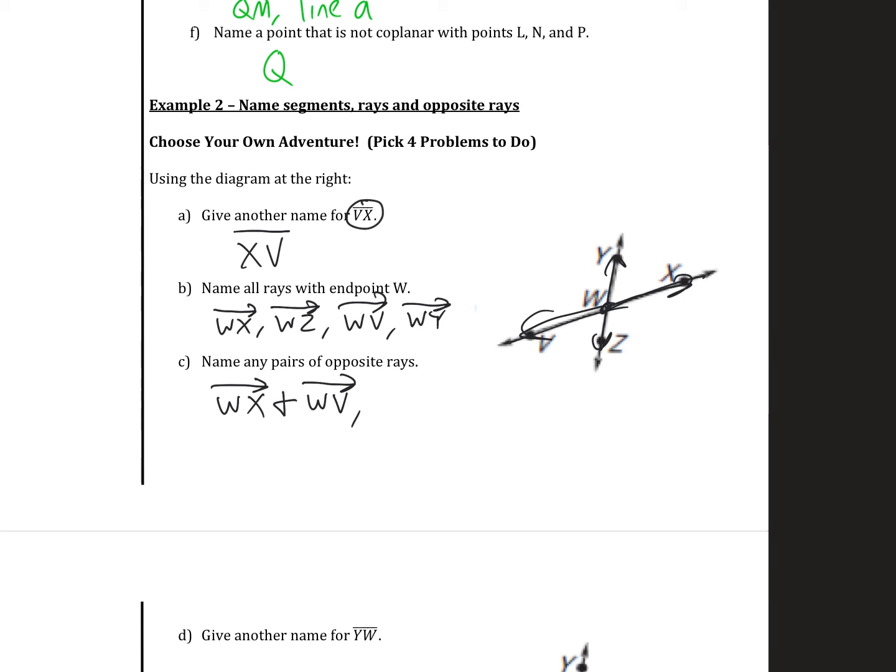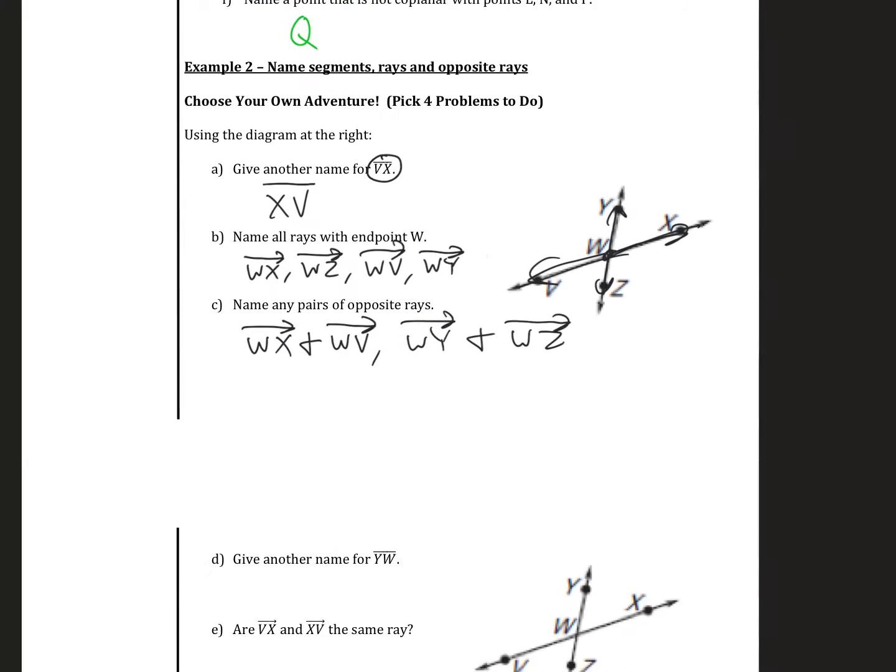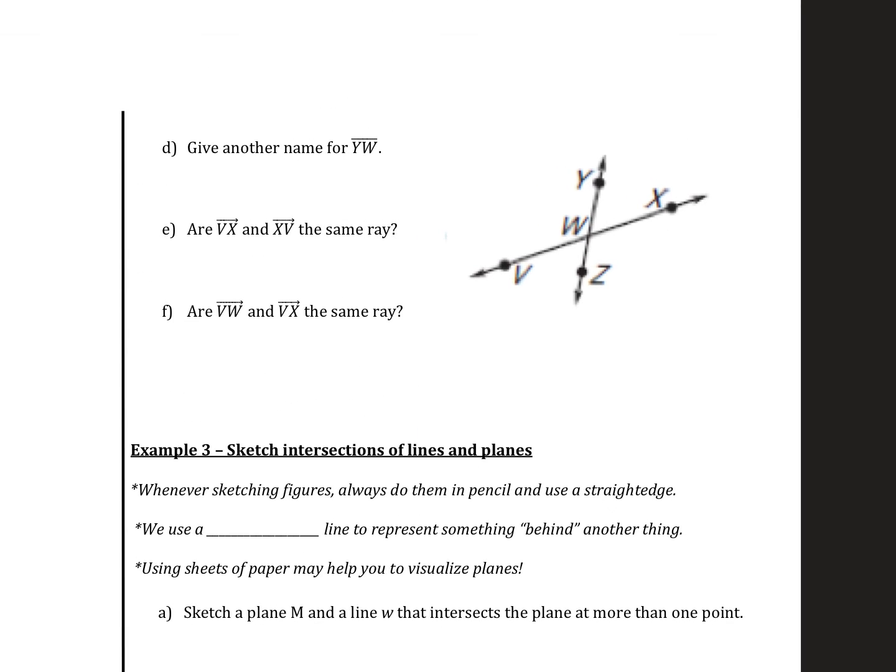And then also WY and WZ go in opposite directions. Those are kind of hard to see, so if you have more questions about that, make sure you talk to me in class. All right, give another name for segment YW. Well, we can just flip around the letters. We could do WY.